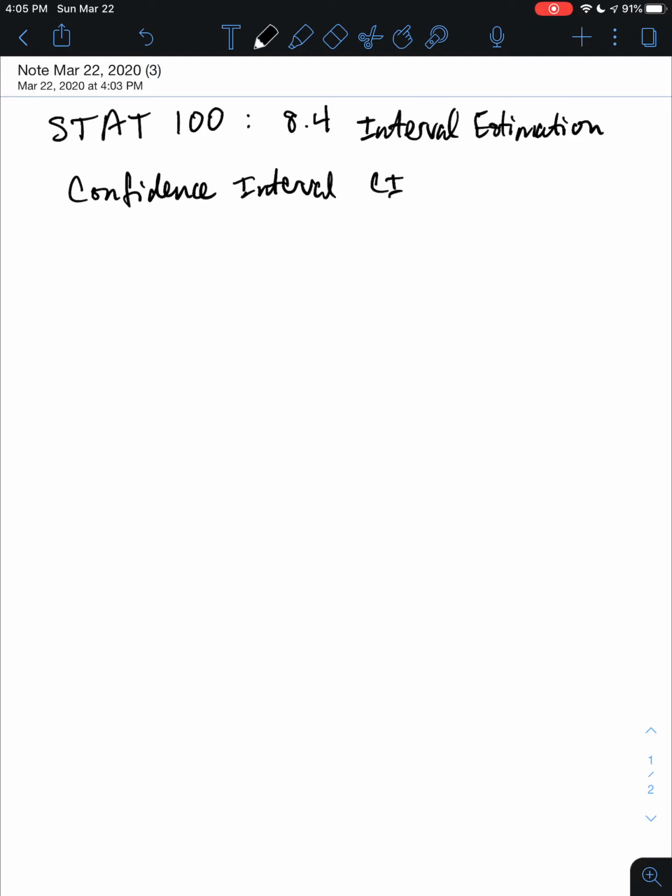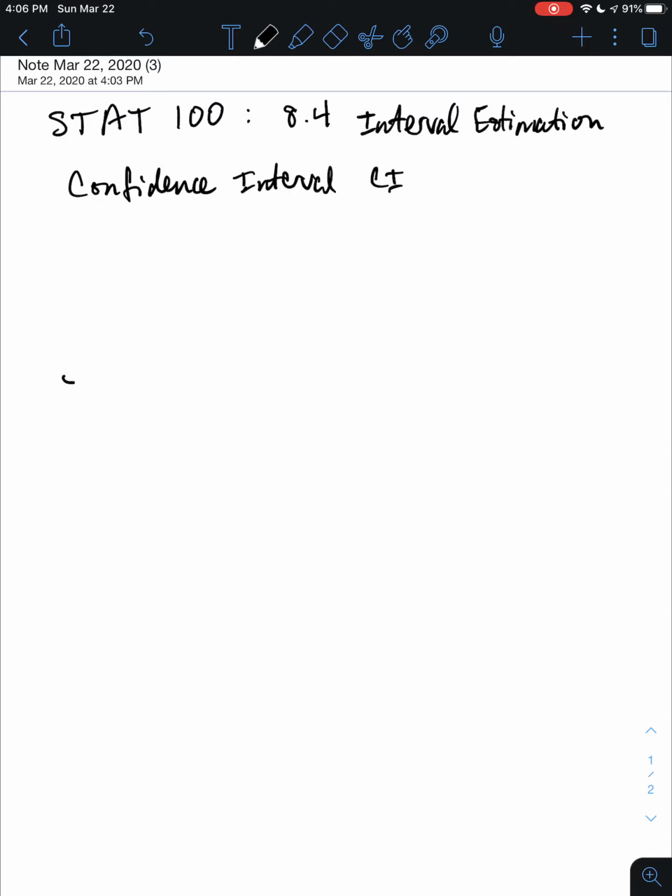We're going to add in another change, another source of variability in these problems. And after we finish 8.4, we'll be well prepared to do pretty much any confidence interval type question. There are still some variations that we'll talk about later, but this is the highlight of Chapter 8.